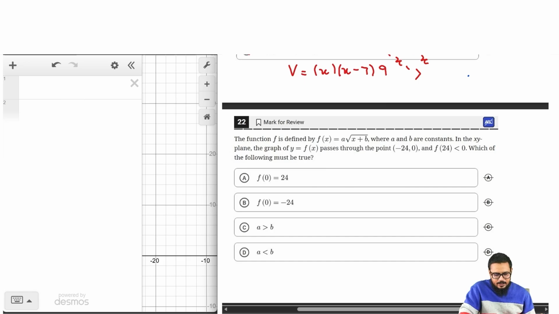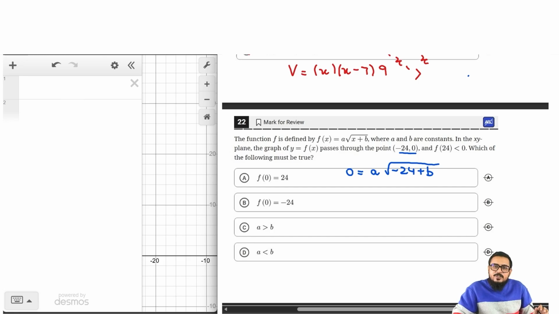So we've got a function in this question, a times the square root of x plus b. A and b are two random constants. Now the question says that in the xy-plane, the graph of y equals f of x passes through the point minus 24, 0. Let's try to do this question manually first. So if I put y as 0, I'm going to put x as minus 24, right? So 0 for y is equal to a, an unknown constant, not a variable in this question, times the square root of minus 24 plus b.